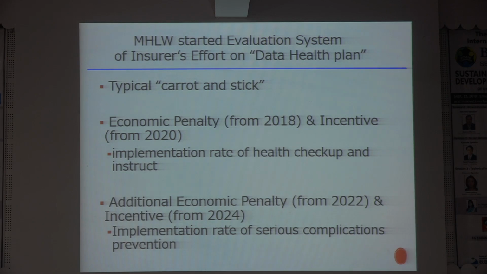And recently, the Japanese government made this data health plan a carrot and stick system. So insurers have an economic penalty or incentive by the result of this process. And maybe 3 years later, the insurers have another penalty or incentive by the outcome of this data health plan. So this is a really, really strong system. Now the population management is getting better in Japan.